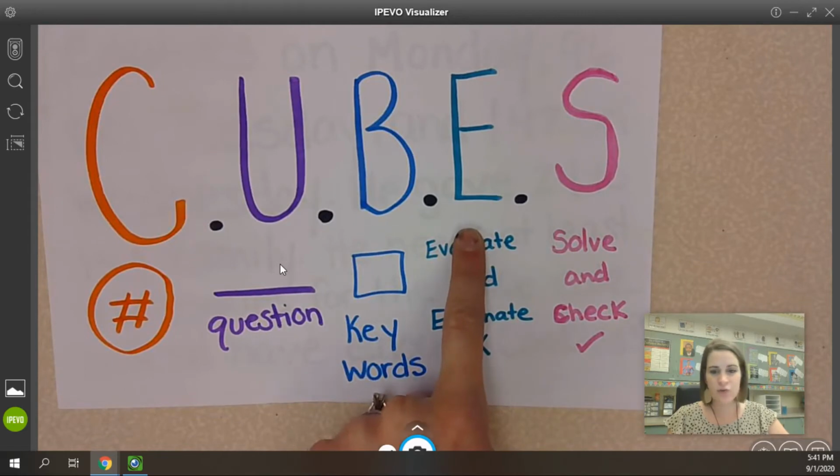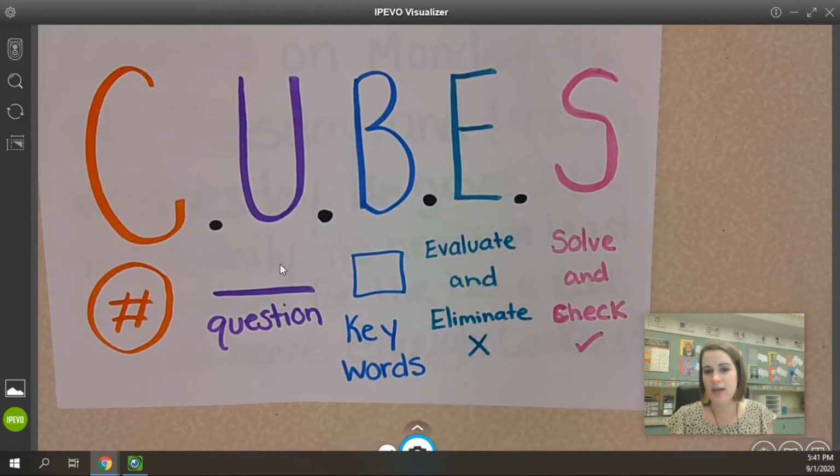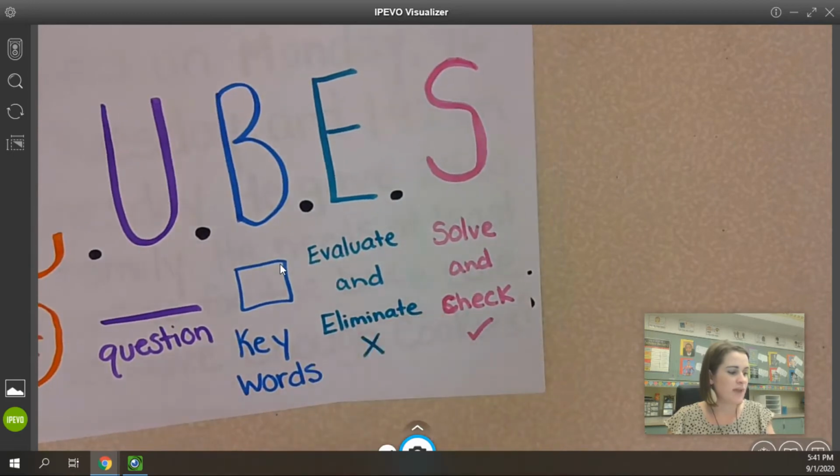Then the E stands for evaluate and eliminate. So evaluate what steps you need to take to solve this problem and eliminate anything you don't need. If there's extra information that doesn't help you solve the problem, you can cross it off. And the S stands for solve and check your solution. Does your solution make sense to the question that's being asked?